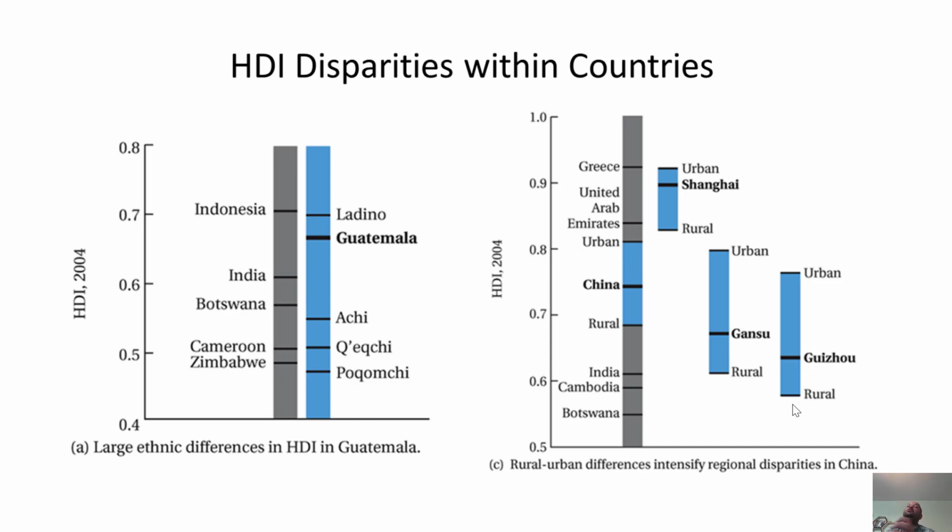And so we really do need to consider that this HDI has given us a picture for the average in the country, but there can be some pretty severe differences within countries, whether we're talking about differences between ethnic groups, differences geographically, differences between urban and rural. We need to take that into account.